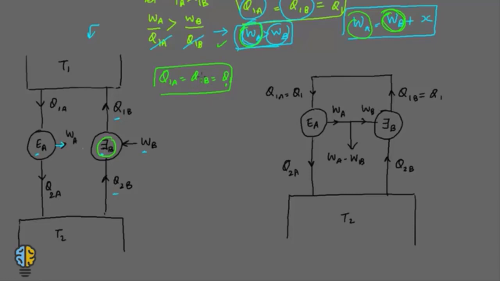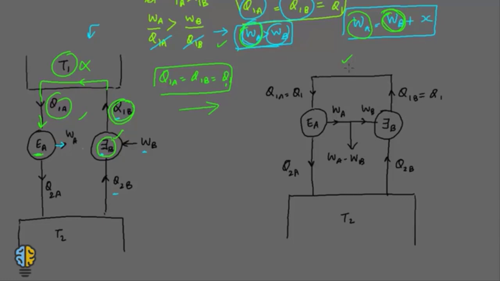So the heat which is discharged by the reversed heat engine, that is Q1B, can be supplied to heat engine EA. So when this starts to happen, because this heat coming out is the same as this heat which is going into EA, you can eliminate the temperature source T1. So this is how your diagram will look like now.